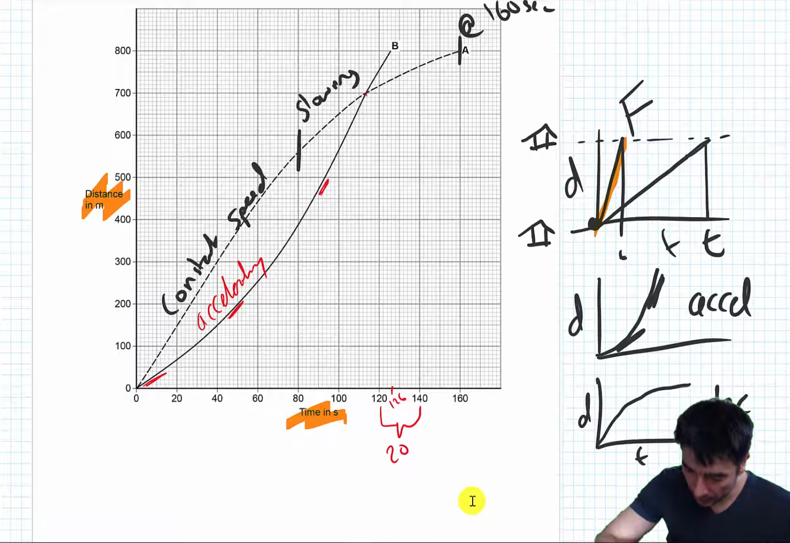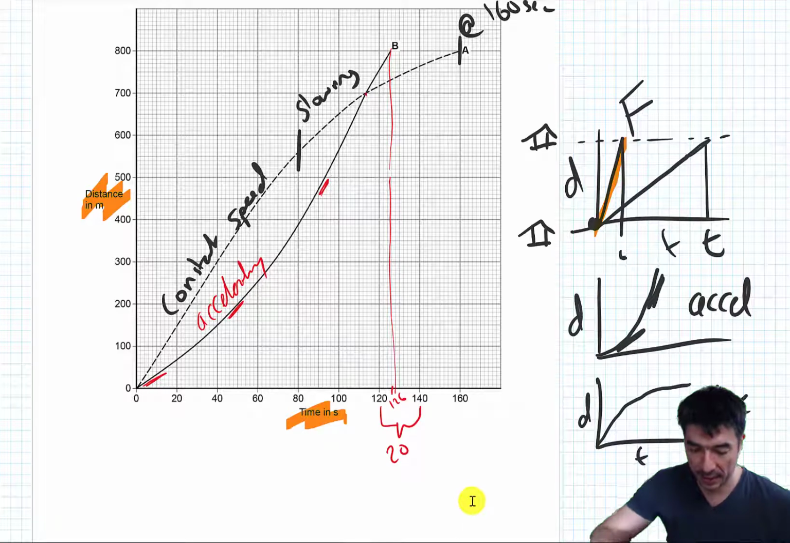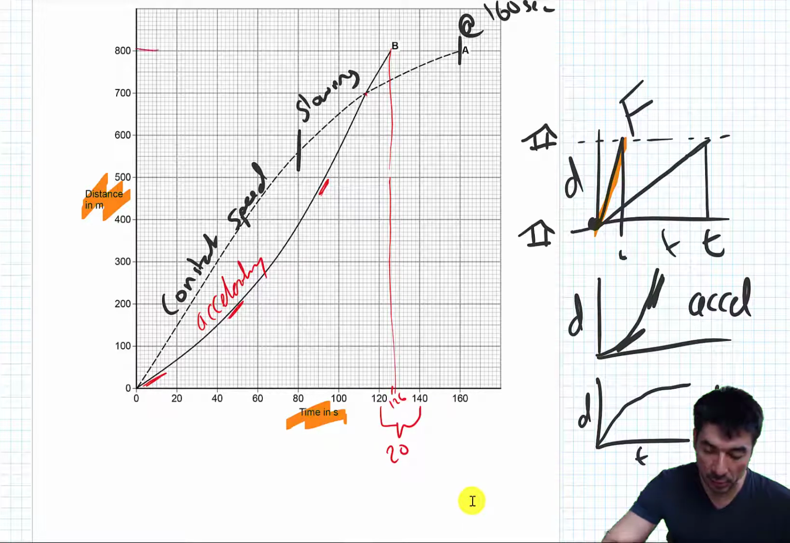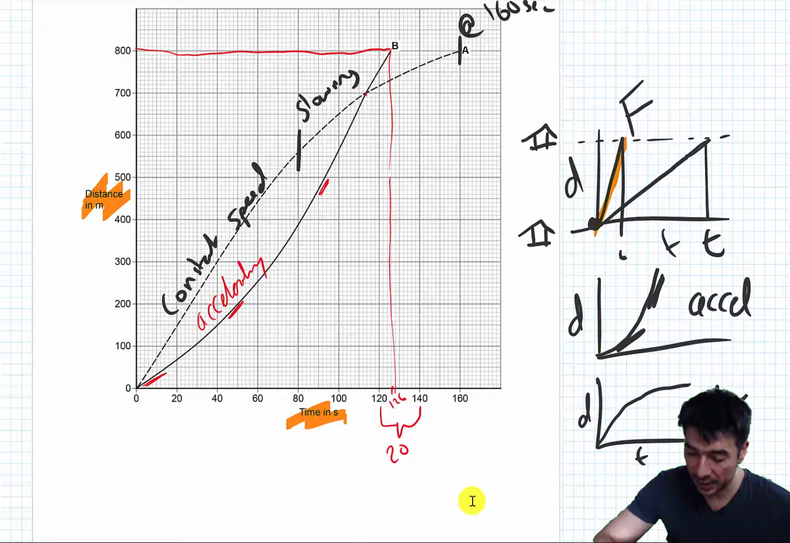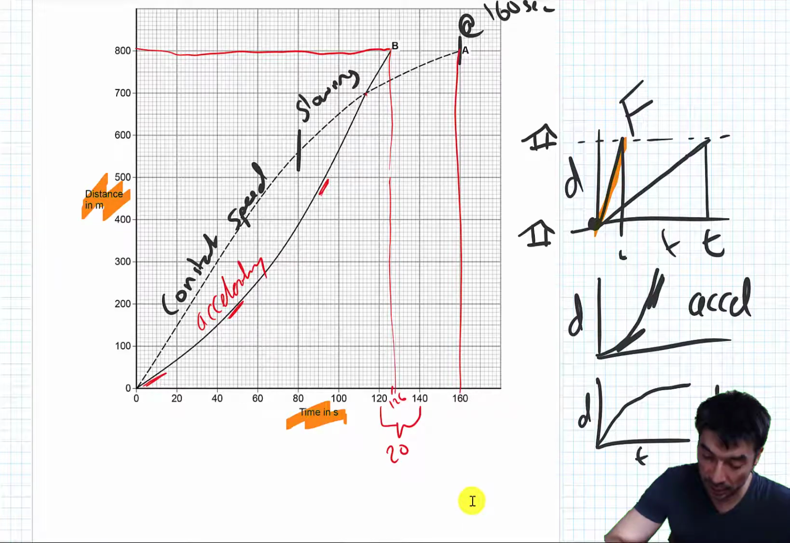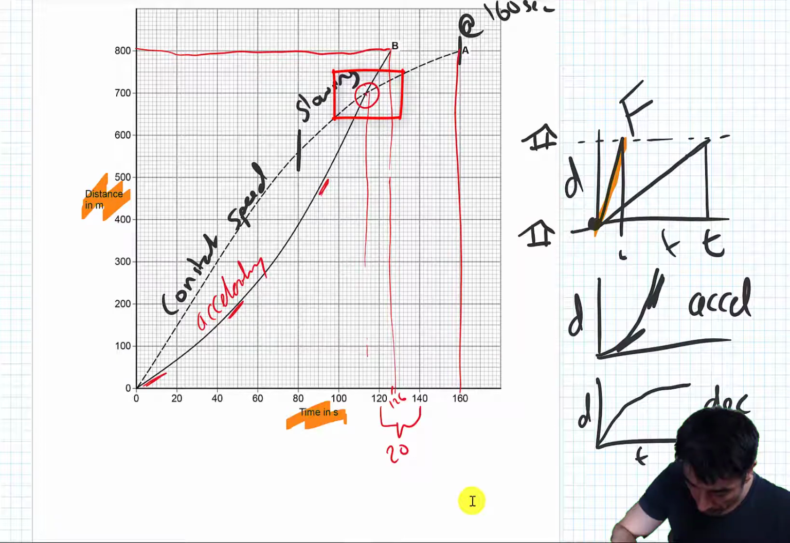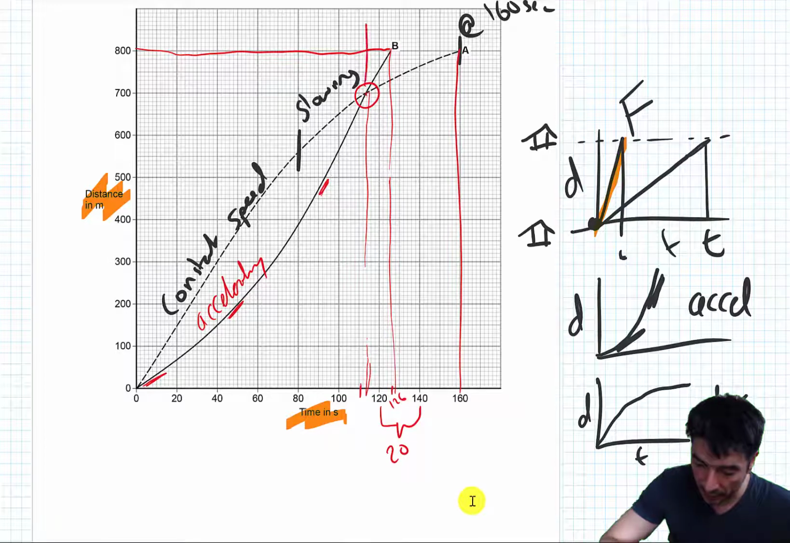So B, if we follow that line down, try and draw a straight line, it's quite tough. B finishes at 126 seconds. It gets to the 800 meter mark at 126 seconds, whereas A takes a full 160 seconds. That's another important point. And a really cool spot to look at is that B overtakes A at a time of, let's try and get this exactly right, 104 seconds. So we have an overtaking event at 104 seconds.